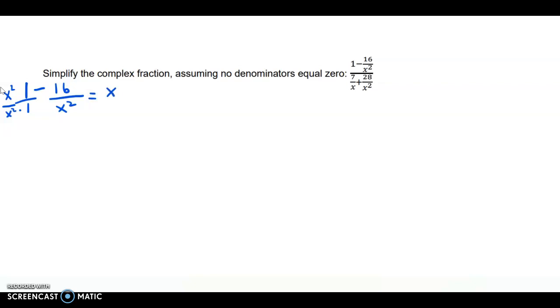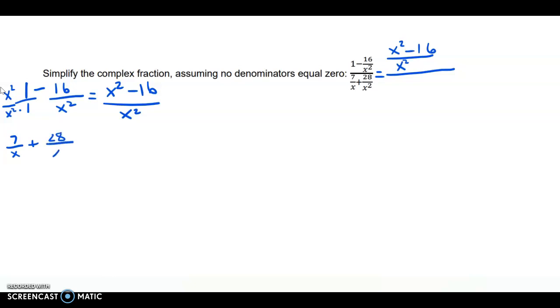So this then becomes x squared minus 16, all over x squared. Let's just put this back over here, with x squared down there, and x squared minus 16 on top. Okay, now let's do the other one, the 7 over x plus 28 over x squared.